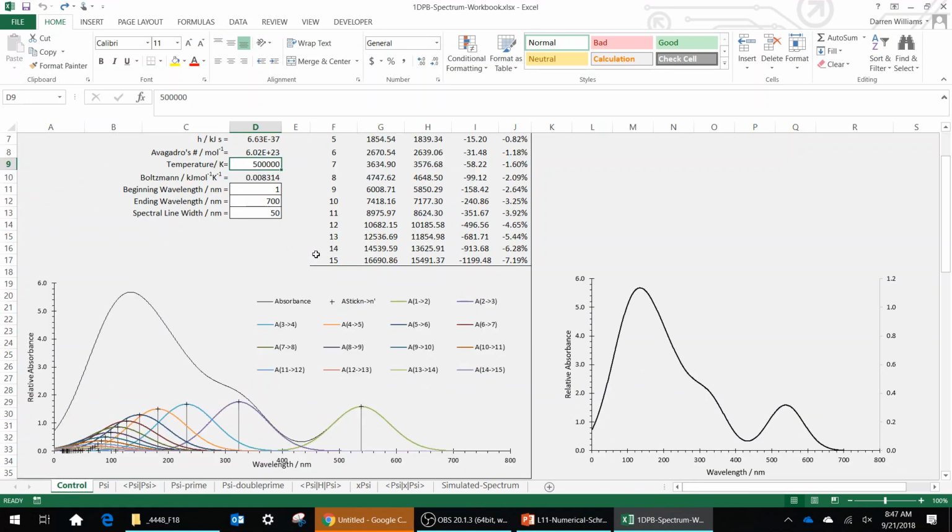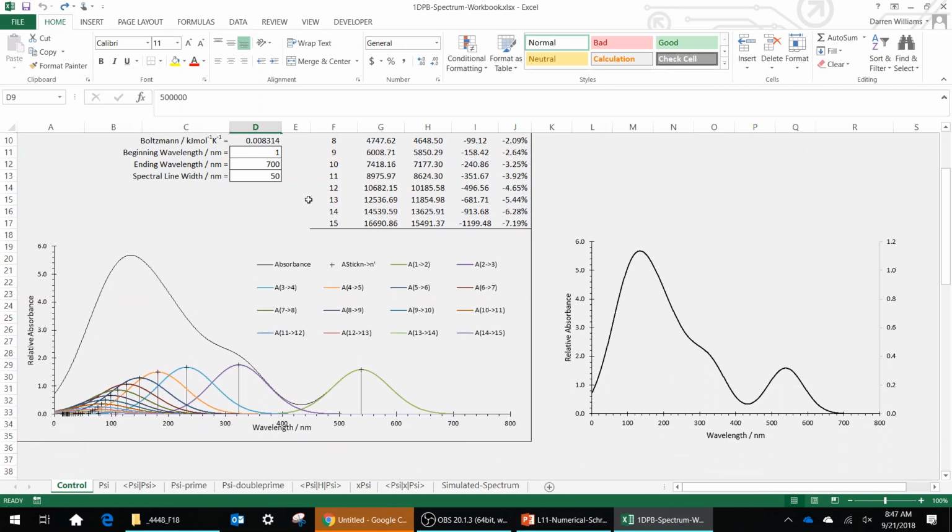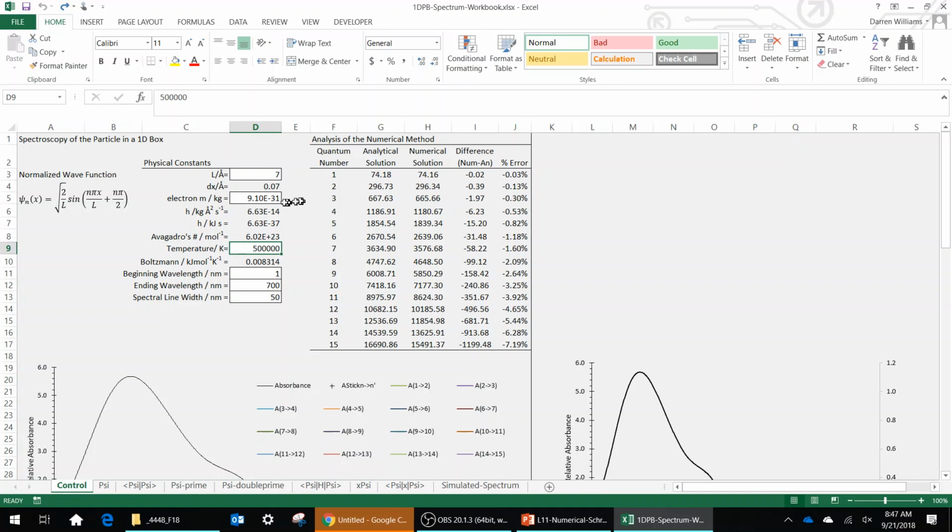Okay, so the reason we go to such a high temperature is we just want electrons to be up in the excited state so that the spectrum will be interesting. Is this realistic? Well, maybe on the sun. But I don't know about confining electrons to 7 angstroms on the sun. But it is that hot, at least. Fusion reactor.